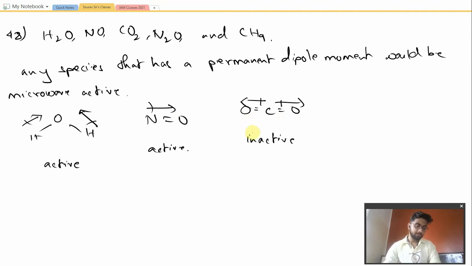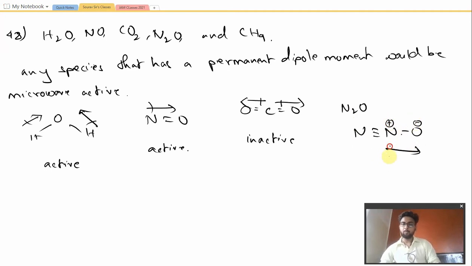The next species is N2O. So N2O has this kind of structure. This one is also having a dipole moment in this case, because there is a strong charge separation between the species, and therefore a dipole moment is strongly separated. So this one is microwave active to a great extent.